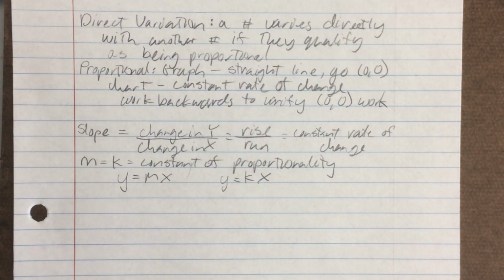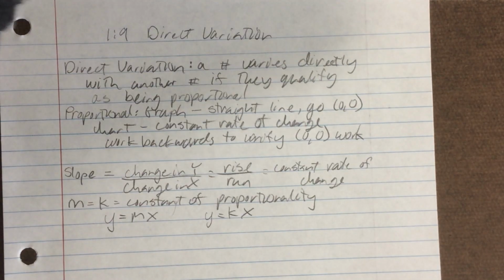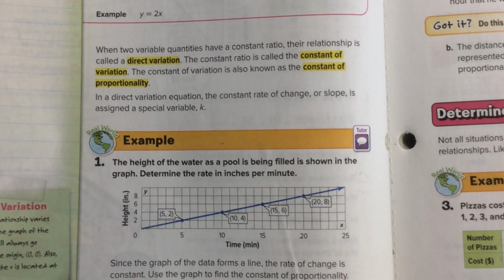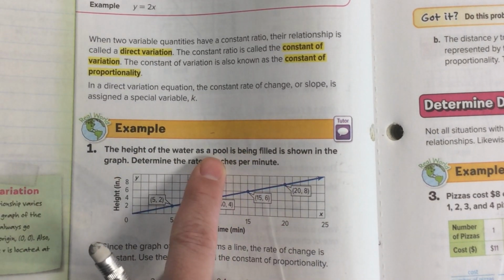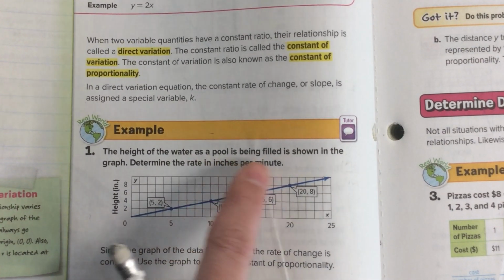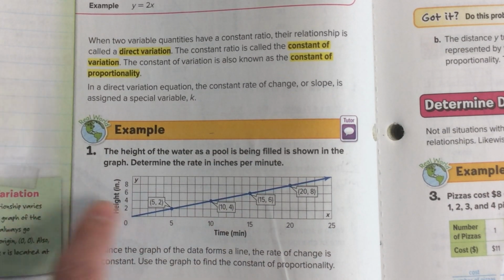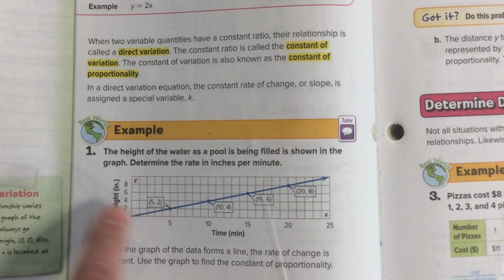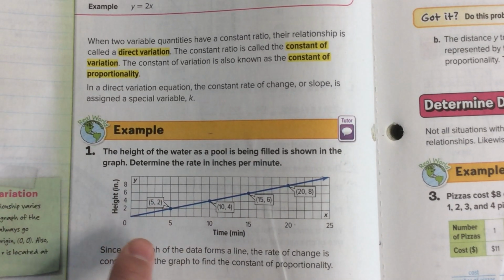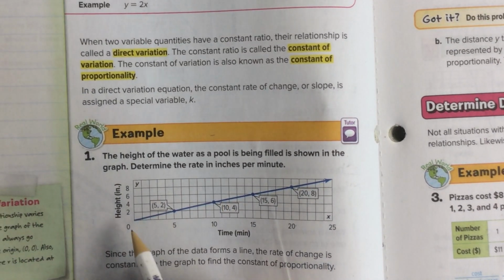Okay, so let's just look at some practice problems. So this one, I'm just going to go right into the book for a minute. The height of the water as a pool is being filled is shown in the graph. Determine the rate in inches per minute. So the inches goes on top, right? Because that's the y, over minutes, which is time. So because it goes through 0, let's just verify.